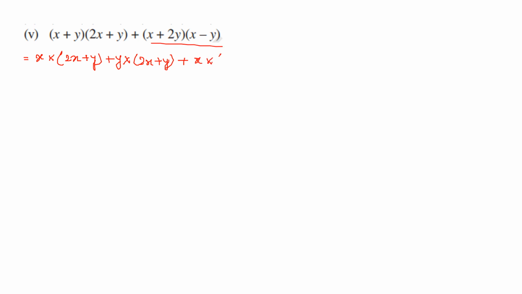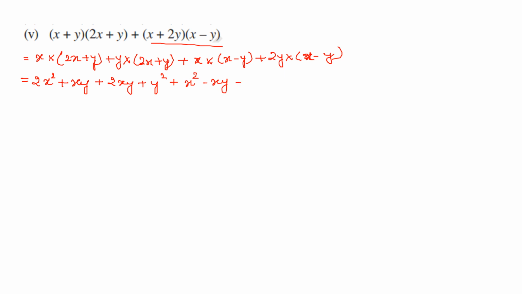Now I am going to start multiplying these two binomials. So x multiplied by (x minus y) plus 2y multiplied with (x minus y). So x into 2x will give 2x square, plus x into y will give xy, plus y into 2x will give 2xy, plus y into y will give y square, plus x into x will give x square, minus x into y is xy, plus 2yx, minus 2y square.